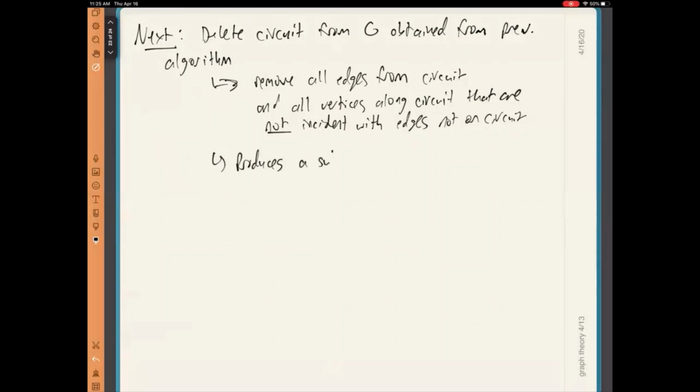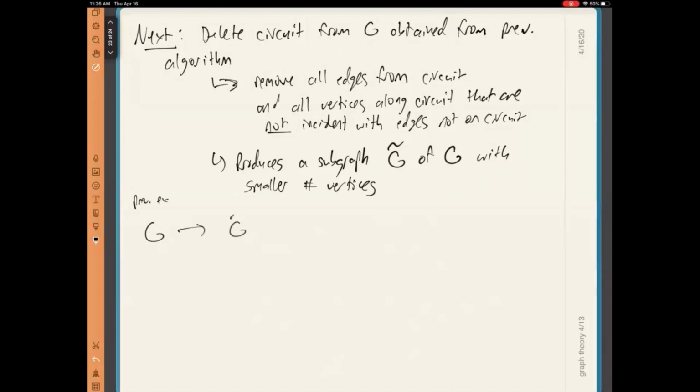And so if you remove the circuit in this way, this produces a subgraph, let me call it G tilde of G, with a smaller number of vertices. And so we're going to apply our induction hypothesis on this graph, right? So for example, in the previous example, G was transformed using this process to G tilde, which looks like this. So it's broken up into two pieces.